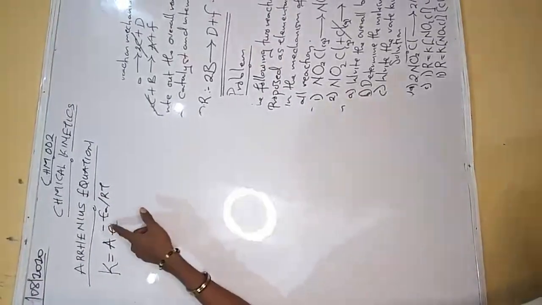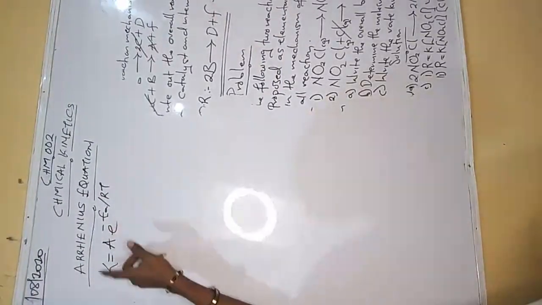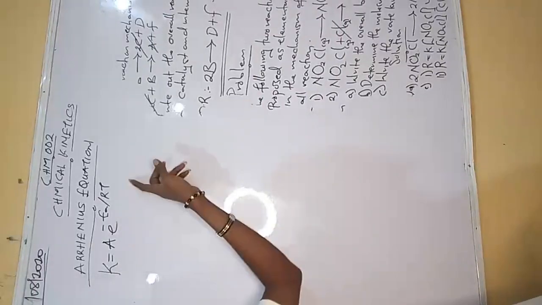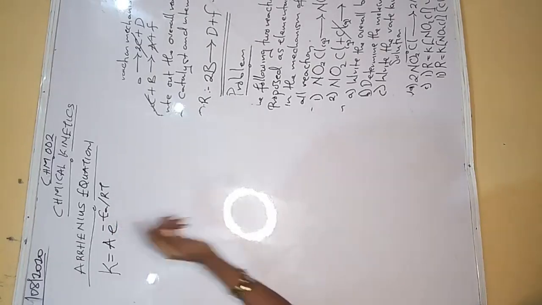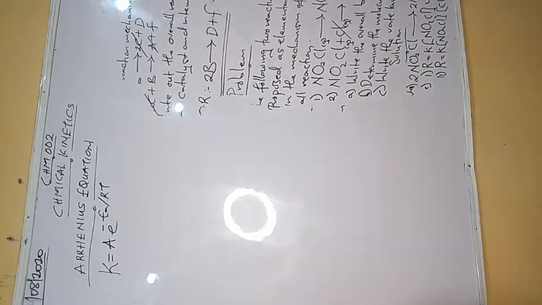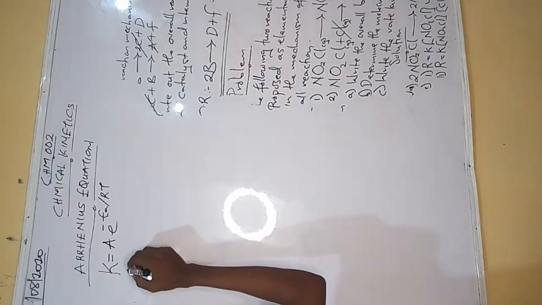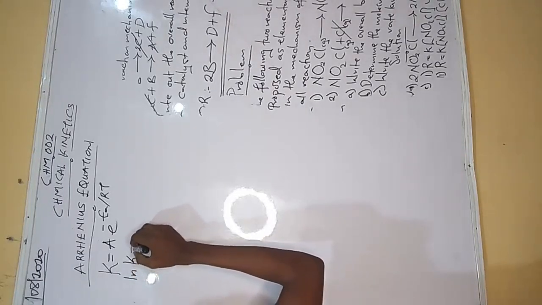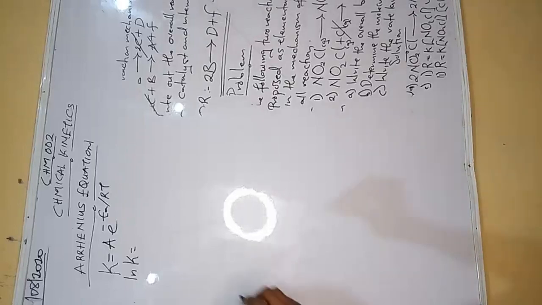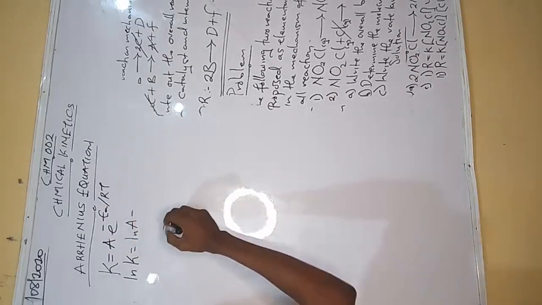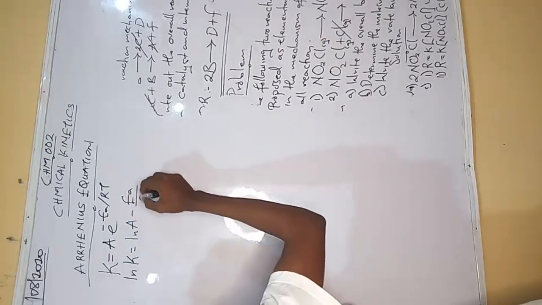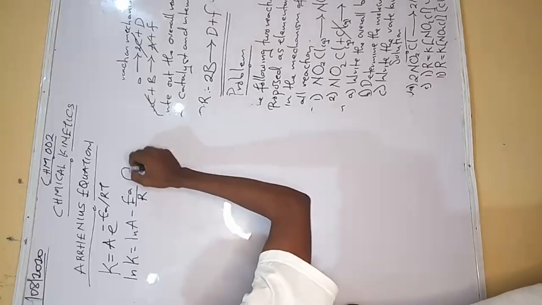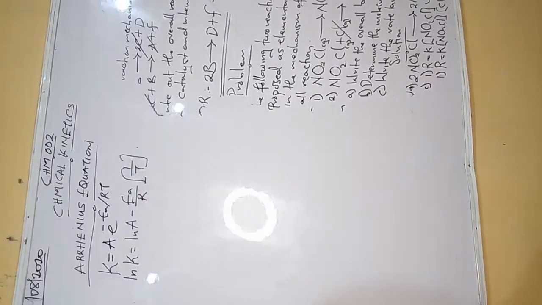Now we know that if you operate on this exponent, trying to remove the exponent factor here, what you'll have will be a natural log. This equation will now simplify to form ln K equals ln A minus EA over R, into bracket 1 over T. That's what you have.